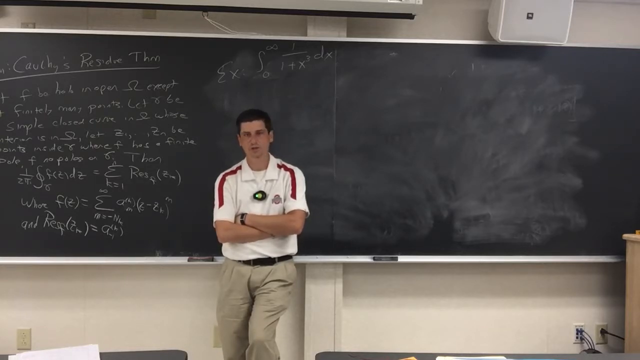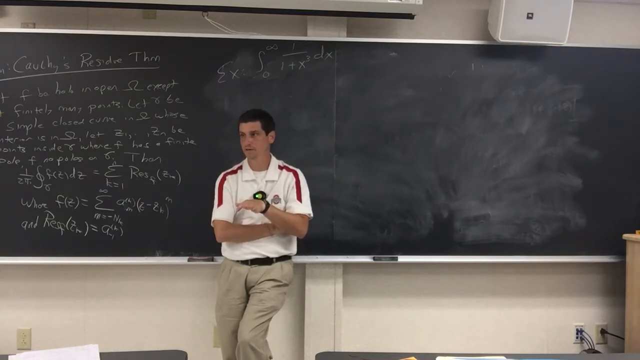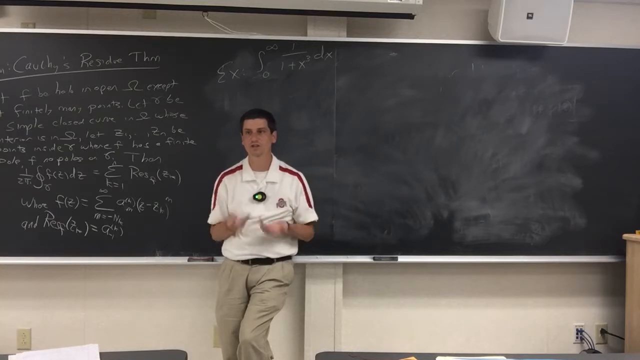So where are the danger points? The danger points are when the denominator blows up. As long as x goes from 0 to infinity, we have no danger points along that. And the function has enough decay that the integral makes sense. So this is at least a question that we can ask. Okay?